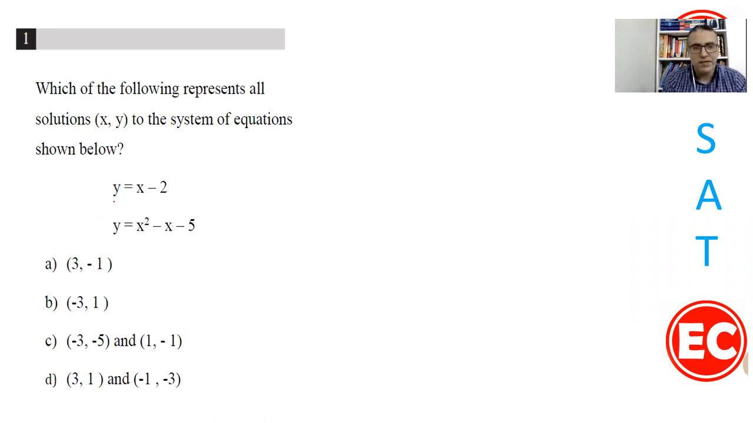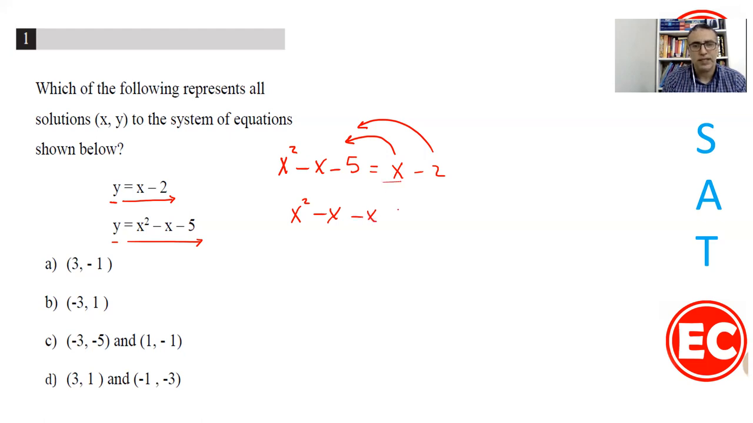Usually in SAT, it gives you the equations as y equal and y equal. And all what you have to do, since it's y equal and y equal, is to write the two equations equal to each other. So x squared minus x minus 5 is equal to x minus 2. Then I'm going to move the x and negative 2 to the left side. So it's going to be x squared minus x. Positive x will be minus x. Negative 5 and negative 2 will be positive 3, equal to 0.